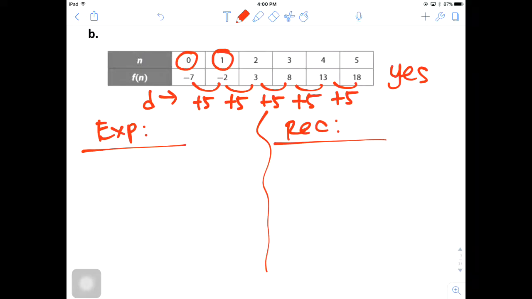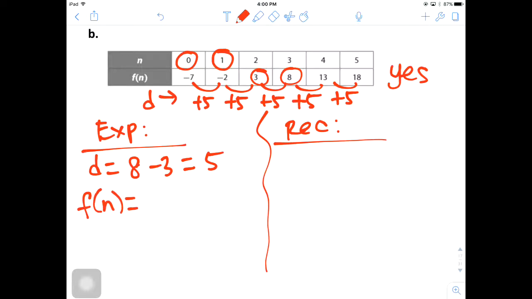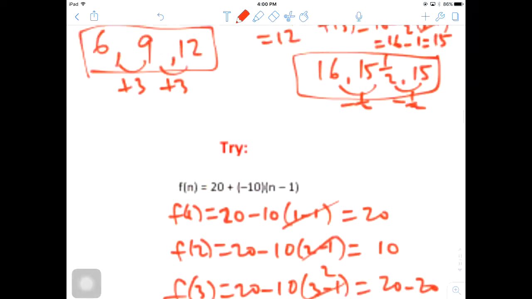For the explicit rule, to find the common difference, you can take any of them. I like working with positive numbers, right? I think you do too. So 8 minus 3 will give me 5. That's how you show the work for the common difference. Now for f of n, this is what I mean. If you want to choose the formula that goes f of n, let me see if I can go back to day 1 here.